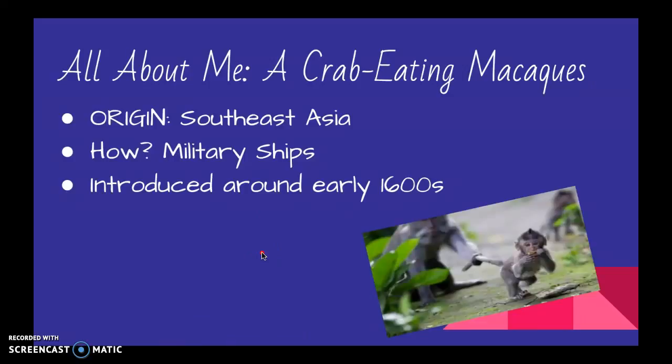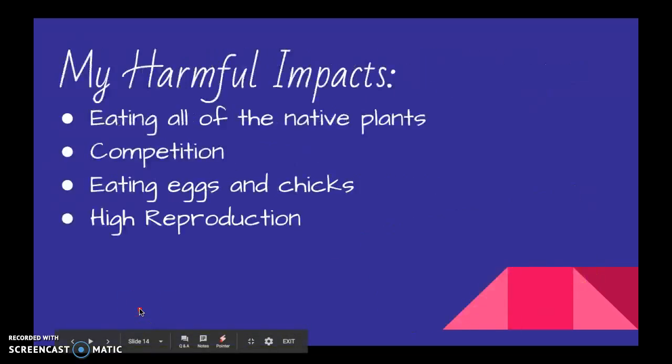The crab-eating macaque originated in Southeast Asia and got to Indonesia by military ships and their own migration. And this was around the early 1600s. Some harmful impacts that the crab-eating macaques have on Indonesia is that they can reach high densities in forest areas, which include habitats that are disturbed by humans. They don't have many predators and they can reproduce fast, which is about one young every 2 years, which makes them a double threat.